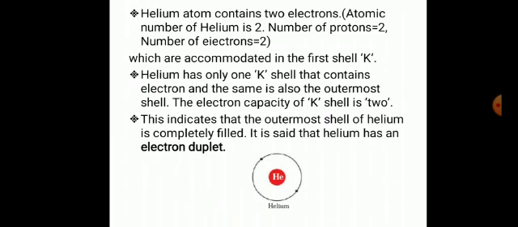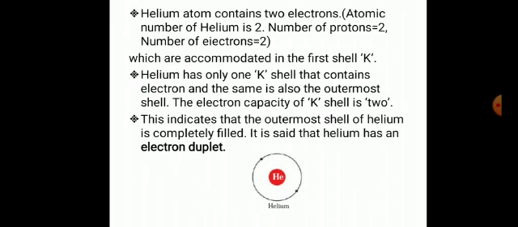Helium atom contains 2 electrons. Atomic number of helium is 2. So number of protons are 2 and number of electrons are also 2. And the 2 electrons are accommodated in the first shell, that is K shell. Helium has only one K shell that contains electrons and the same is also the outermost shell. The electron capacity of K shell is 2.